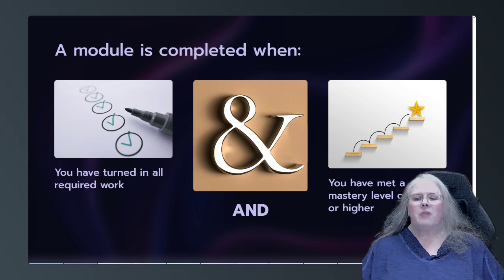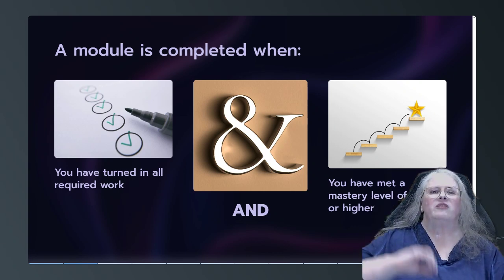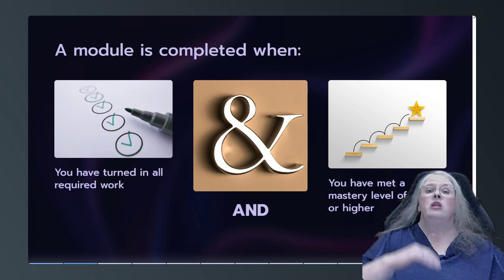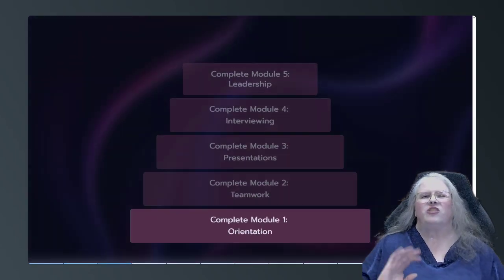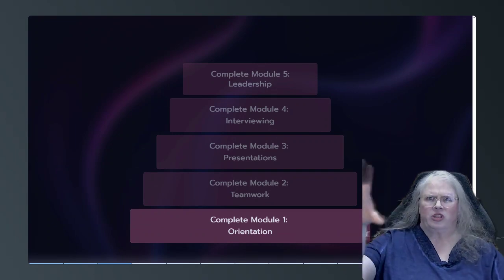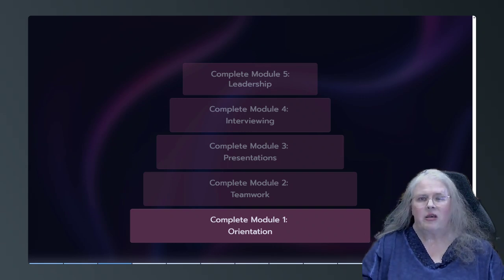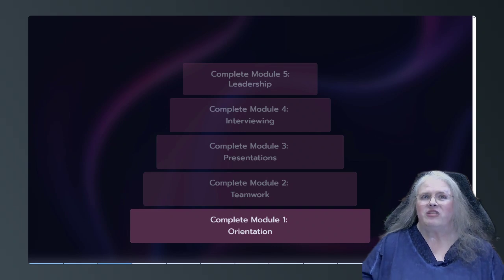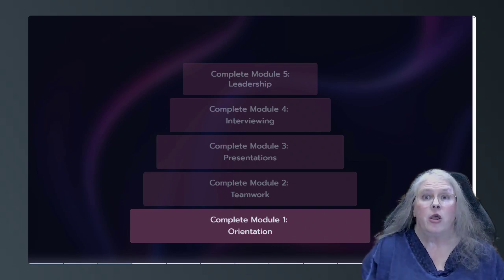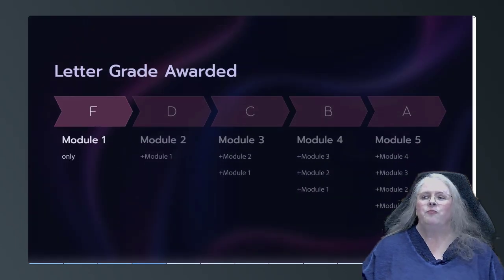So our modules, the way that we form the grade is completing each module brings you up by a letter grade. So think of our modules like a staircase, and it's really steep, or maybe it's like bleachers, right? You can't do 2 steps at a time. So we have to start off with Module 1 orientation. Once you turn in all required work and reach that 80% mastery level, you have completed that module.